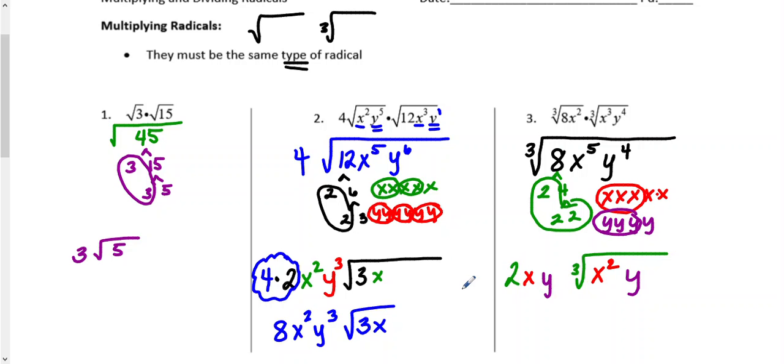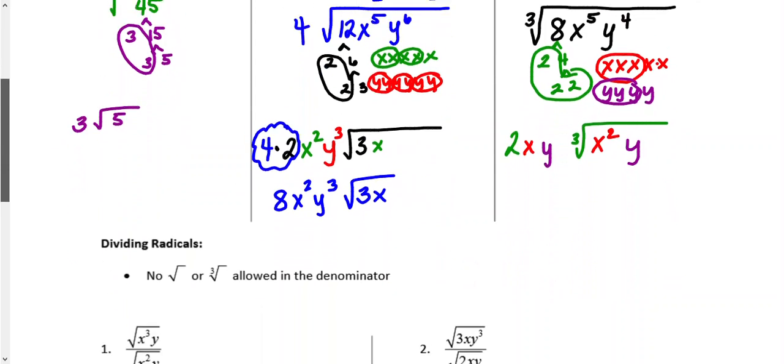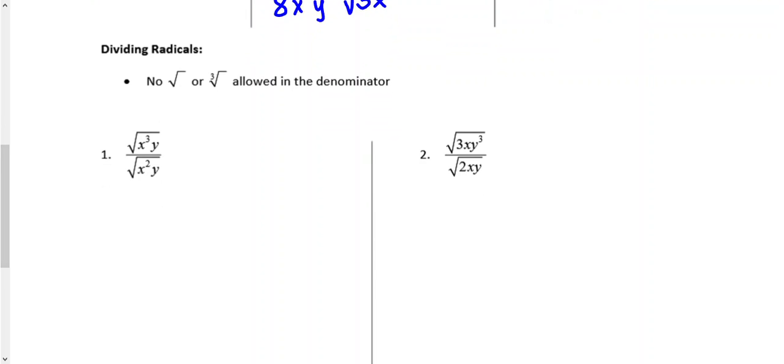So multiplying is pretty simple. Now division gets a little bit more interesting. So here's the big thing. We're not allowed to have a square root sign or a cube root sign in our denominator.